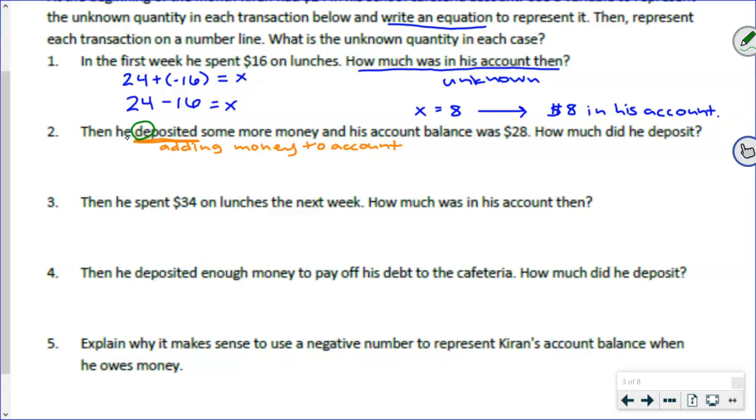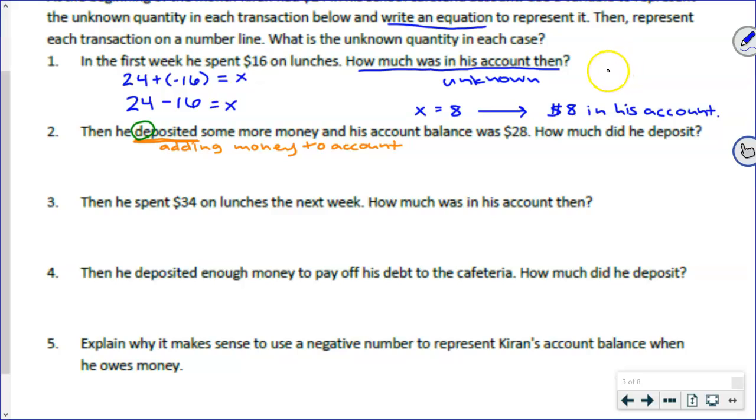Exactly. And so since we're talking about a deposit into the account, we're focused on how it affects that account, not how it affects what's in our actual pocket. So he deposited some more money into his account and his balance was now 28. Oh, I skipped the part where I said, don't forget, we're supposed to be doing a number line.